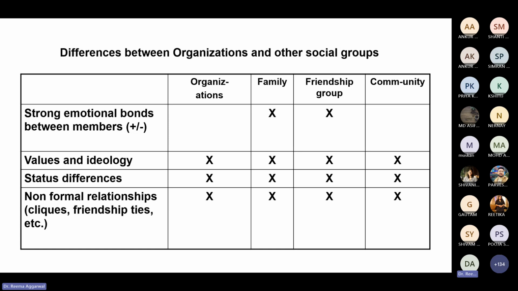So if you're working in an organization, automatically you will enter into an informal organization where you will be making friends and having friendship ties and different things. So what is not there in an organization? Strong emotional bonds between members, which we usually find in a family or friendship group, right?